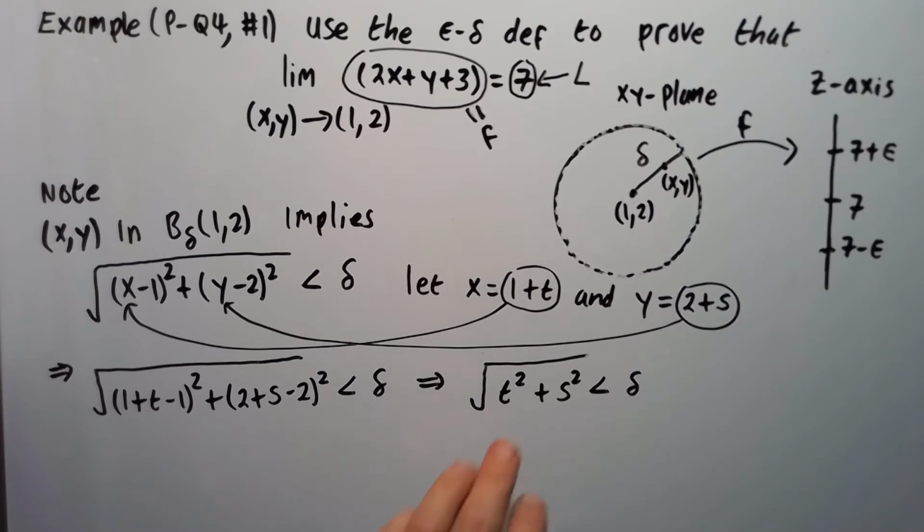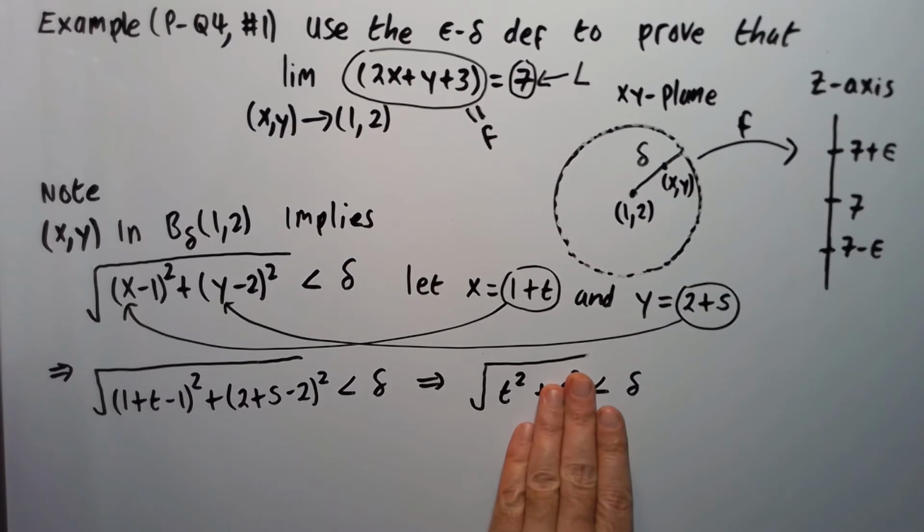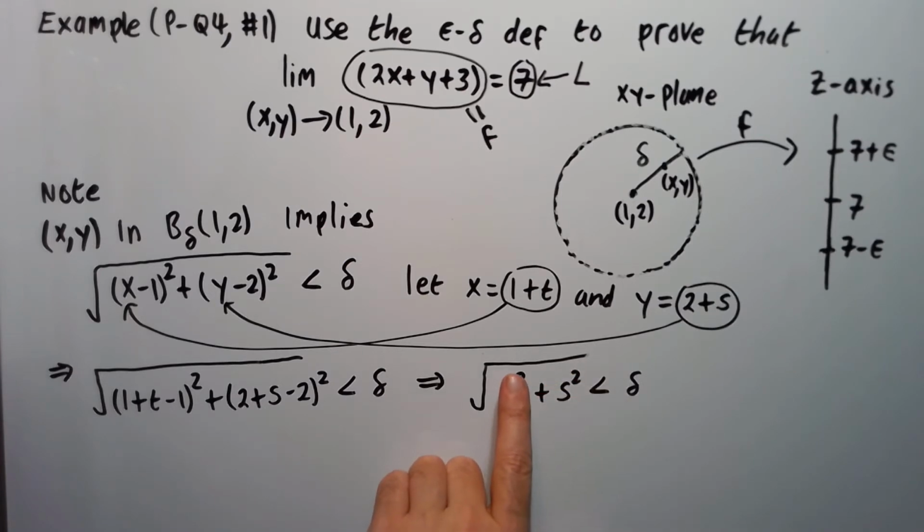So making a substitution, putting 1 plus t in place of x, and 2 plus s in place of y here, we'll end up with the square root of (1 plus t minus 1) squared plus (2 plus s minus 2) squared, which reduces to the square root of t squared plus s squared less than delta. Now t squared is positive and s squared is positive. The smallest s could be is 0, and so if s was 0, you'd have the square root of t squared, which is just the absolute value of t, and the smallest t could be is 0. So in that case, the biggest the absolute value of t could be is less than delta.